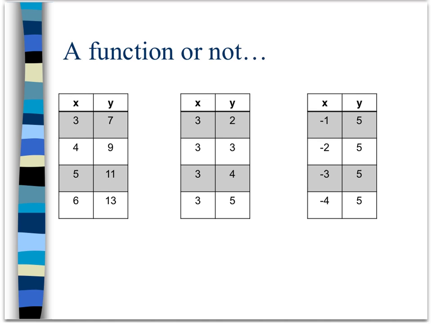So, first of all, we're going to determine if these are a function or not. We said that a function has exactly one output for every input. These are 3 different input-output tables. Your input is your x value, your output is your y value. So does every input have exactly one output? And the answer here is yes. We have 4 different inputs. So we have a function.